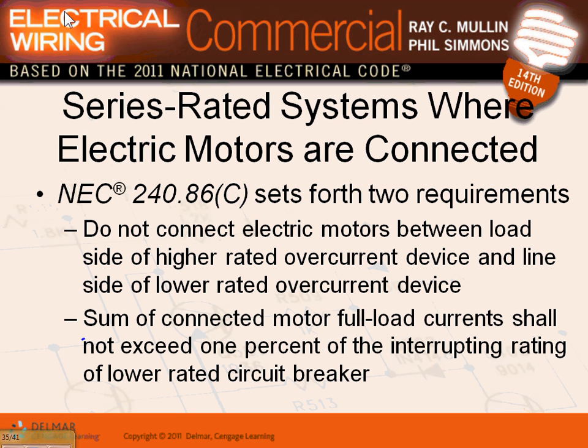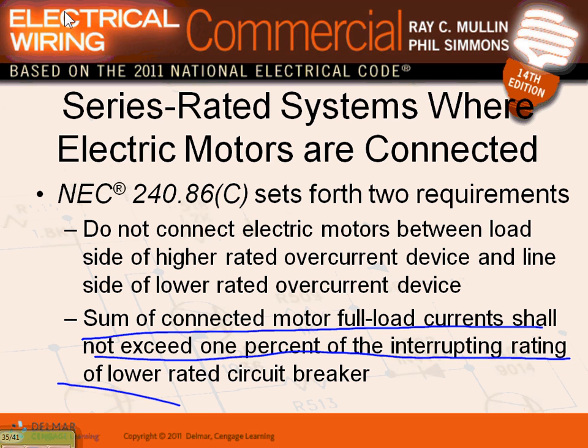This is really interesting. I know this is an engineering topic, but the sum of the connected motor full load currents shall not exceed 1% of the interrupting rating of the lower rated circuit breaker. If you have motors, this 1% becomes a big deal. So when you add all the full load current of all the motors, it must not exceed 1% of the interrupting rating of the equipment. So take the 10,000. What's 1% of 10,000? 100? 100 amp? 100.